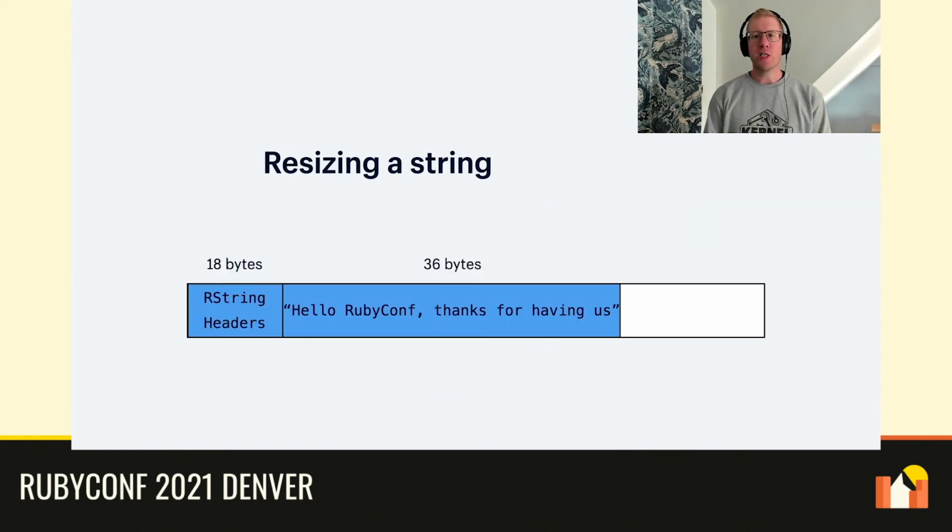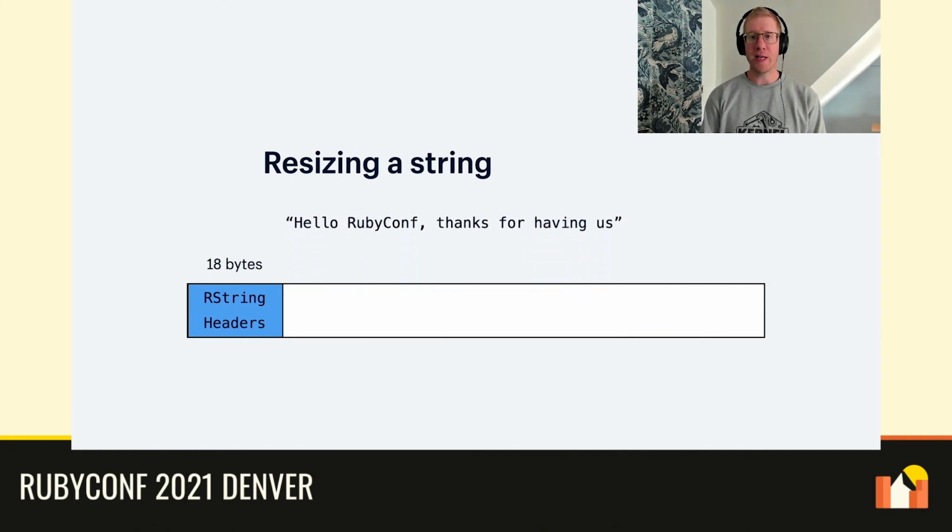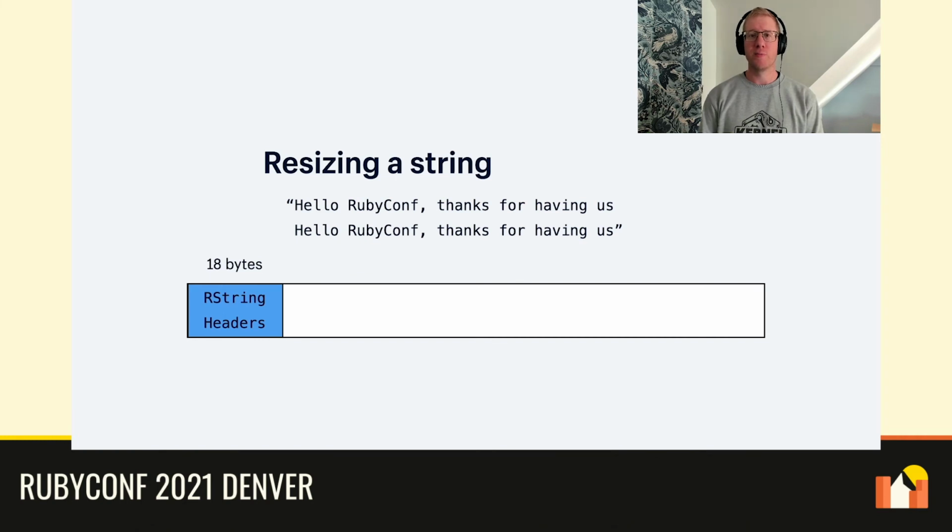But what happens if we try to resize a string? For example, what if we tried to double this string by appending it to itself? The string's going to become too long to fit in the slot. Currently, we don't have a great way to handle this, so we fall back to allocating the contents outside of the Ruby heap, just as we would have done before VWA was implemented.